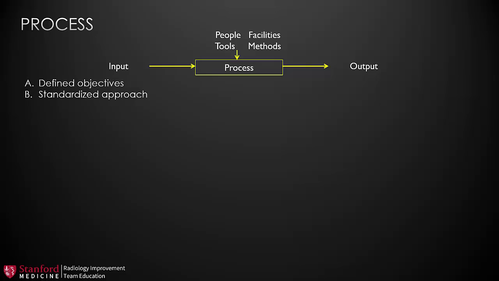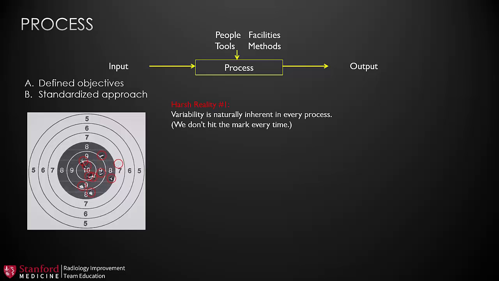Now, there are a few harsh realities about processes, and many of these we've mentioned before. The first harsh reality is that variability is naturally inherent in every process. In other words, we don't hit the mark every time as much as we wish it were otherwise.